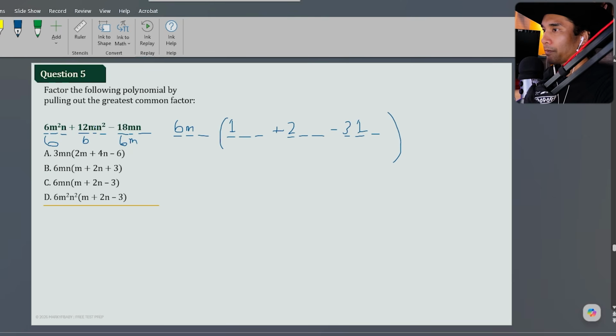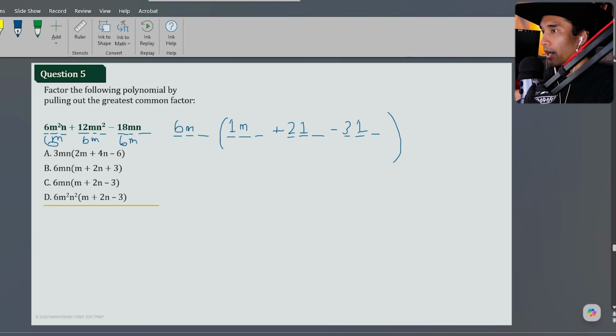And then m divided by m again is just 1. And then m squared divided by m is m. All right? Okay. I will go over how I got that. This is how I got that.